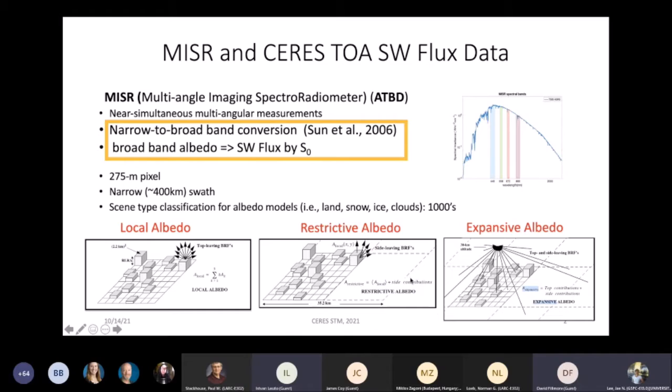So in this presentation, we used the restrictive albedo product because it can be a more useful measure of scene-dependent properties, and it is analogous to the CERES determination of TOA albedo from a single view.